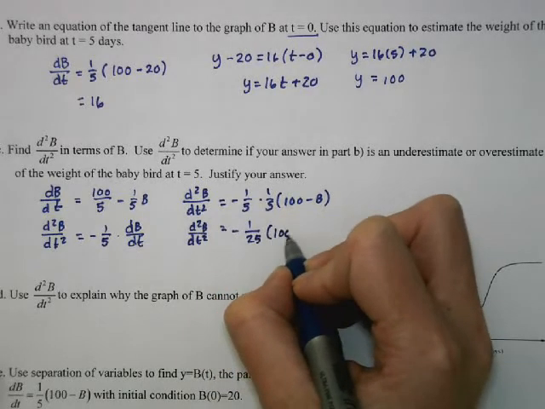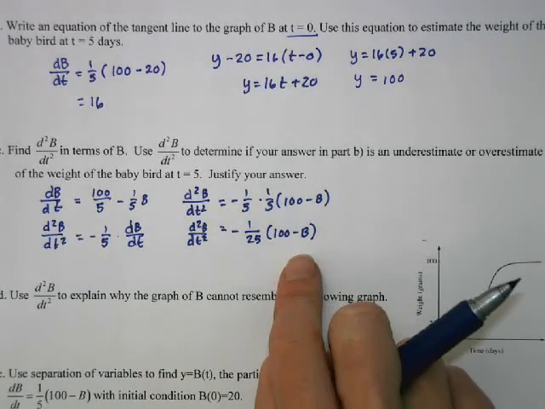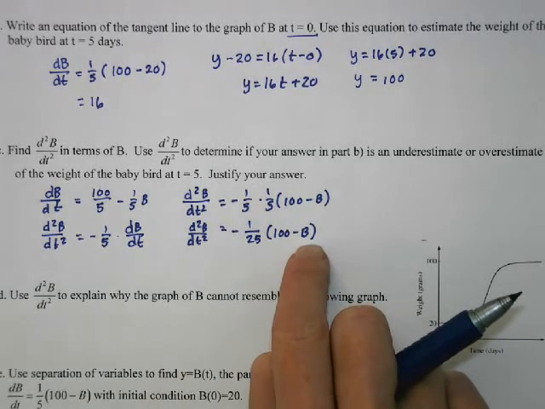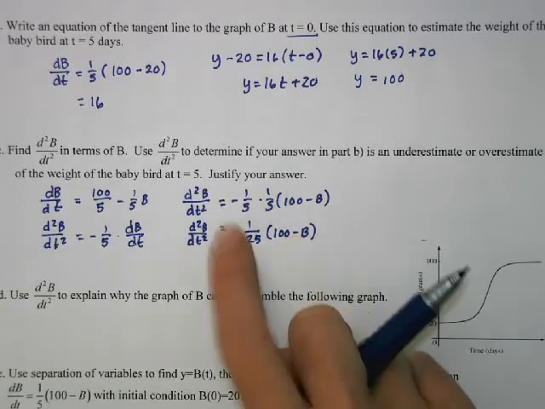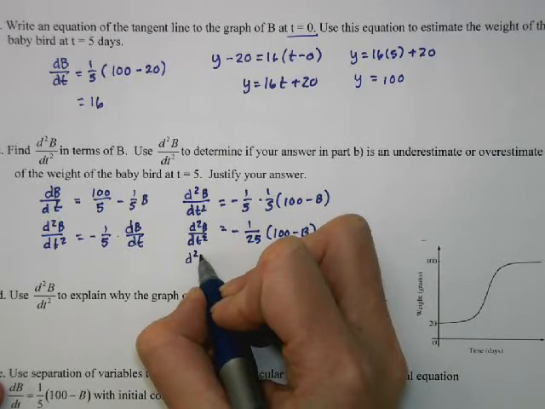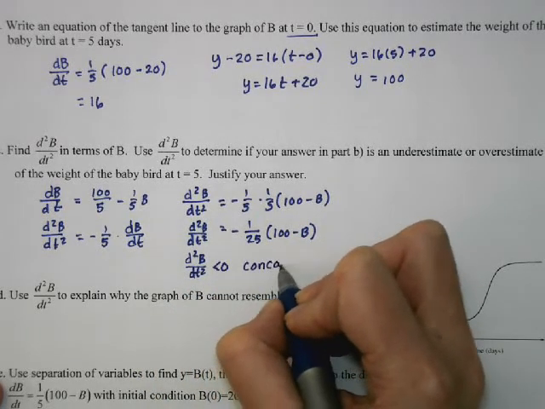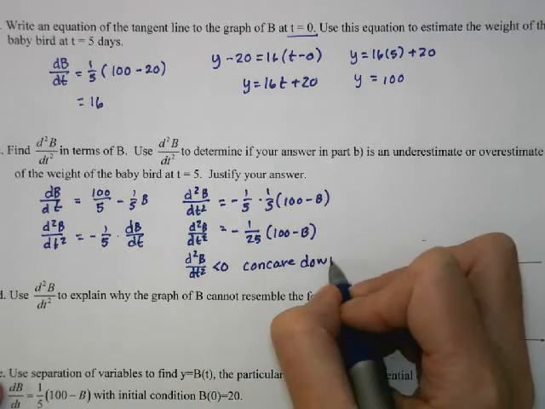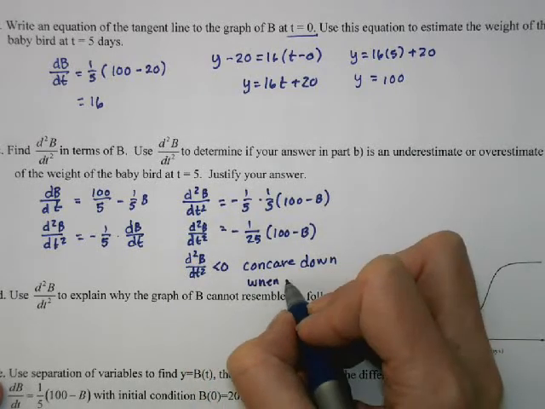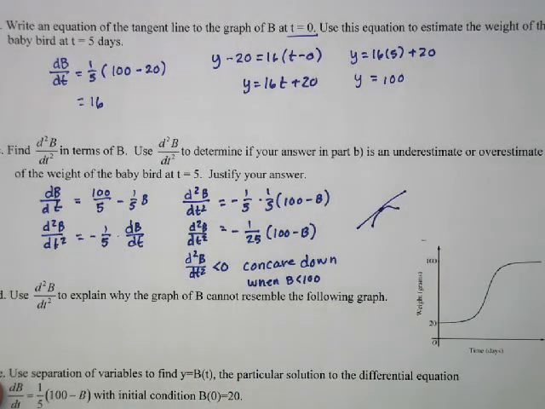Okay, and then it says use this to figure out if our tangent line approximation was an overestimate or an underestimate. Well, if I plug in a weight less than 100, then this is going to be positive, which makes the whole thing negative. So if our second derivative is less than 0, we are concave down. And if we have a concave down graph with a tangent line, our tangent line is going to be an overestimate.